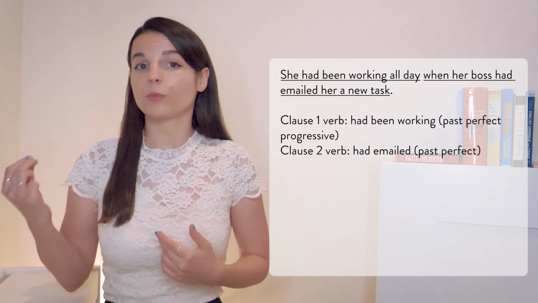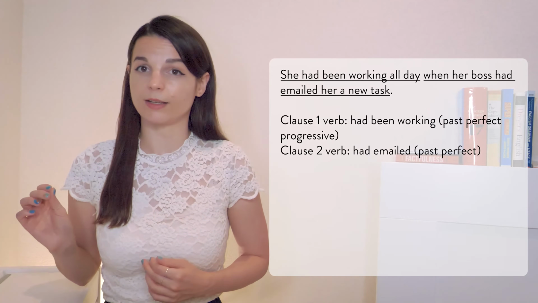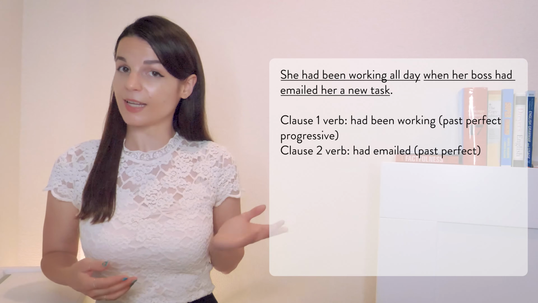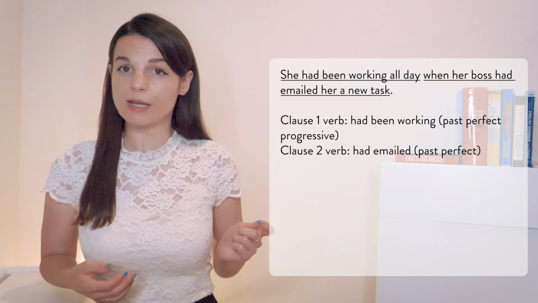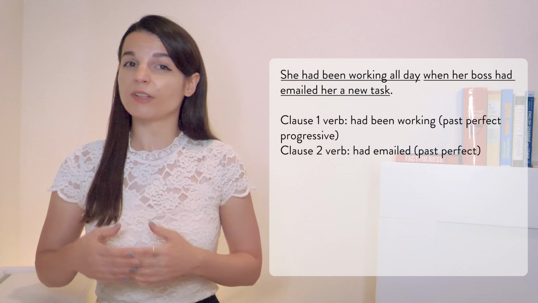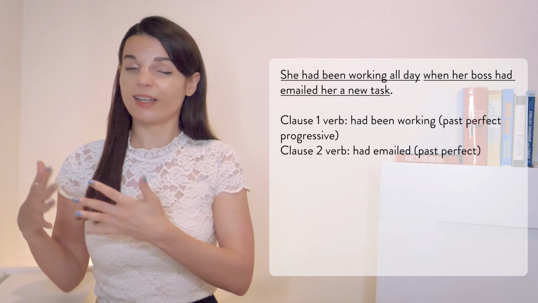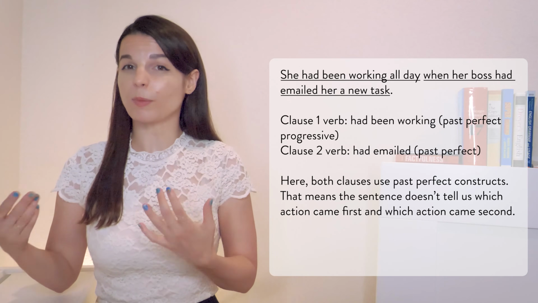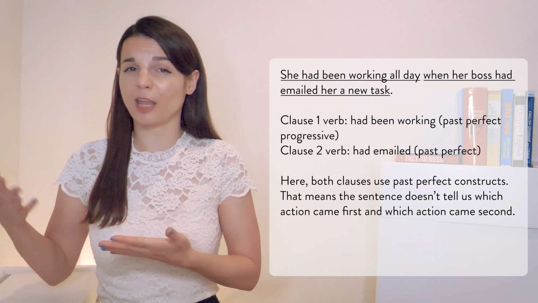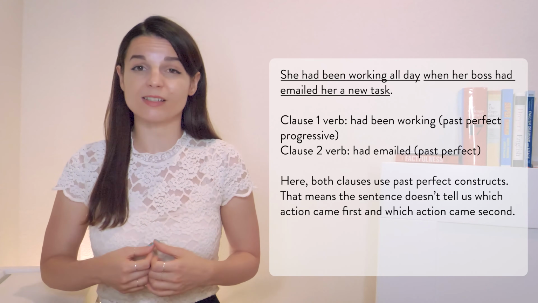In the first clause, we see a past perfect progressive construction with had been working. This shows us a past action that was continuing. In the second clause, we see had emailed, a past perfect construction. Remember, we use past perfect to show past actions in relation to other past actions. Here, both of the clauses use past perfect constructs, and that means the sentence doesn't tell us which action came first and which action came second. We have to fix one of the clauses.